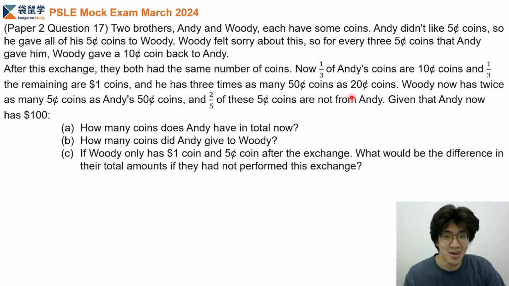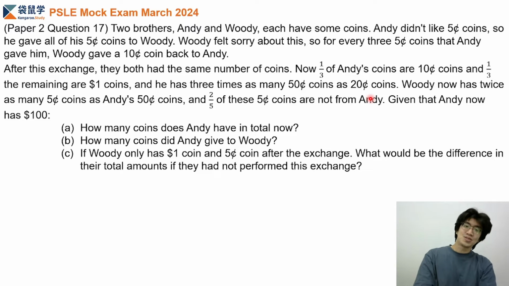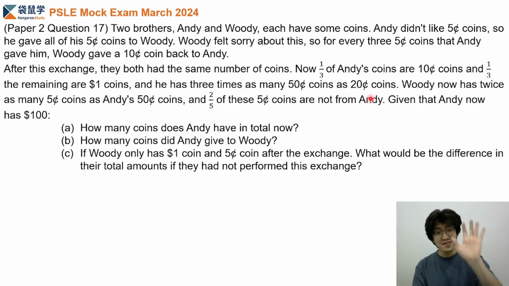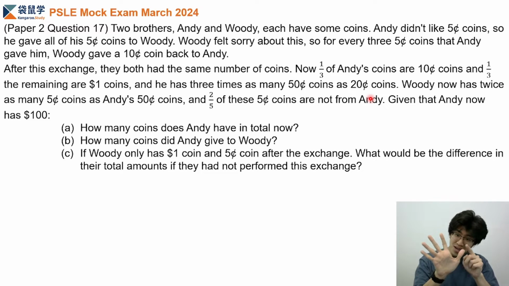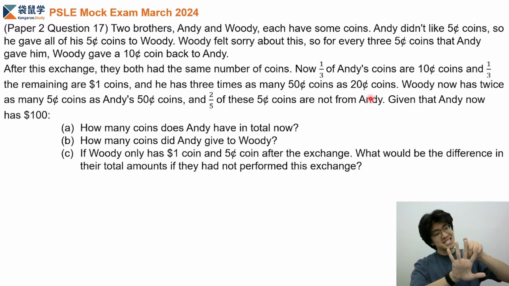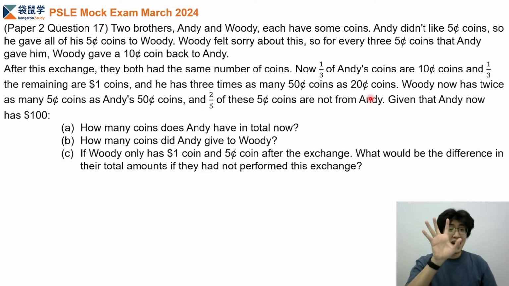as 20-cent coins. Now, let's just pause right here. How many coins have appeared so far in this question? 5 kinds. We have $1 coin, 50-cent coin, 20-cent coin, 10-cent coin, and 5-cent coin. So a total of 5 kinds.